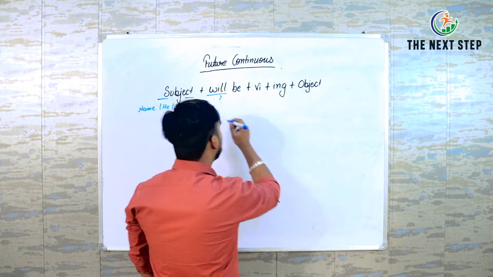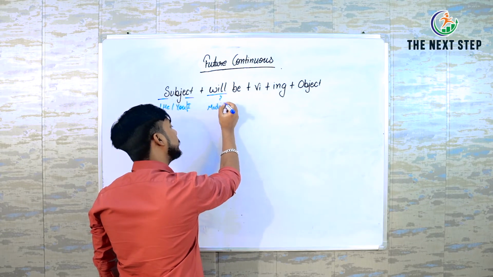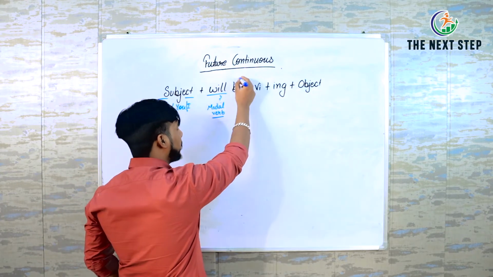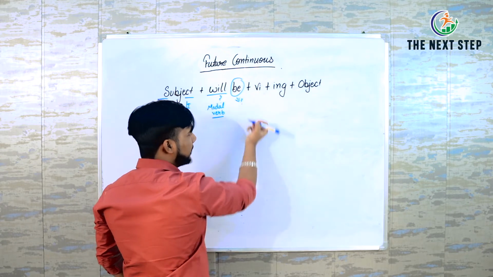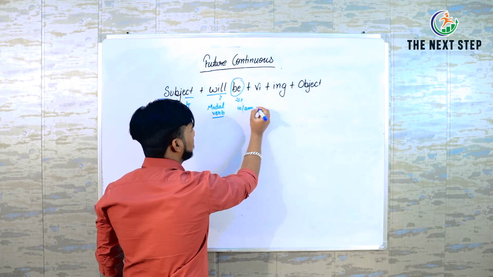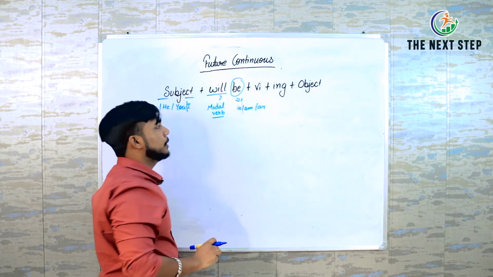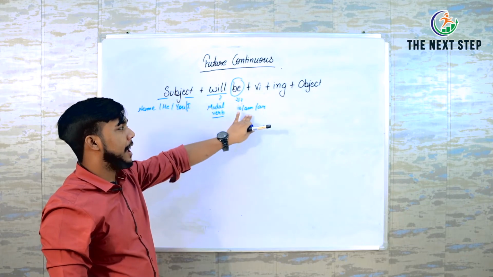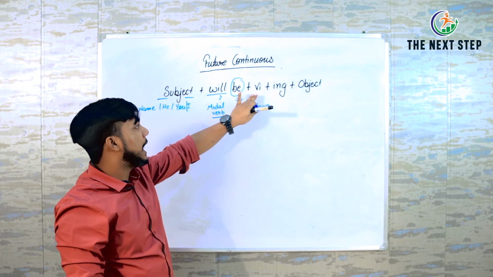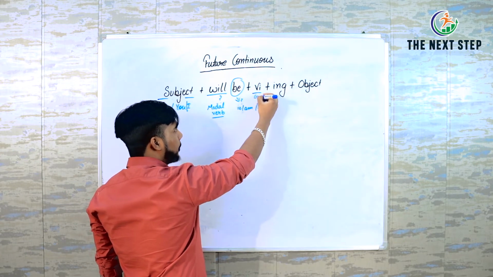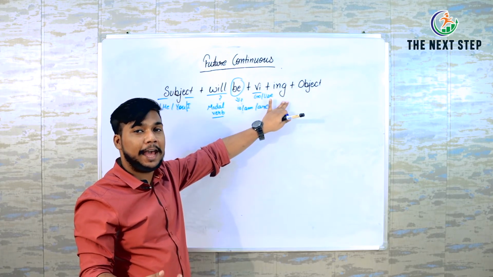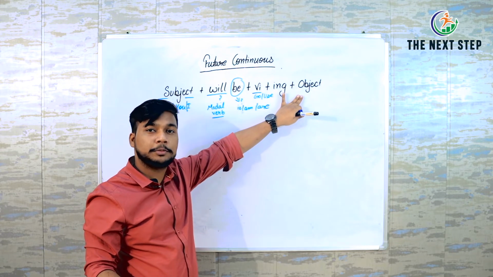Will is basically a modal verb. A modal verb is never used alone, so that's why we are adding be here. Now what is be? This is also a form of is, am, are. So we cannot use will, is, am, are. That's why we are using be here. After this we have the first form of verb like go, use, then you can add ing. After this there is an object.